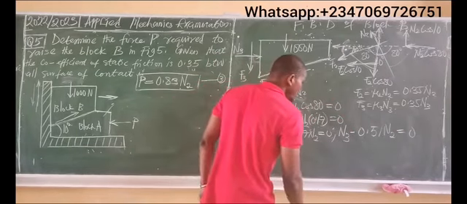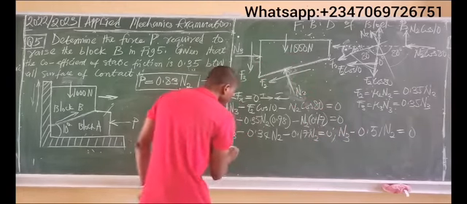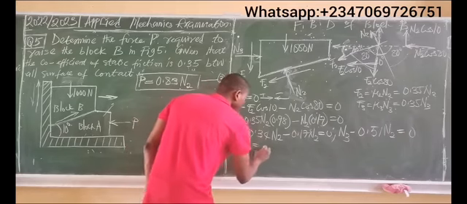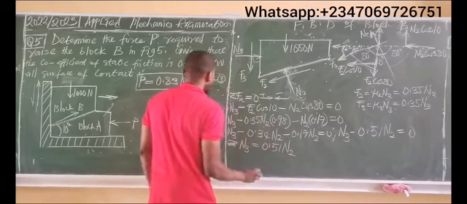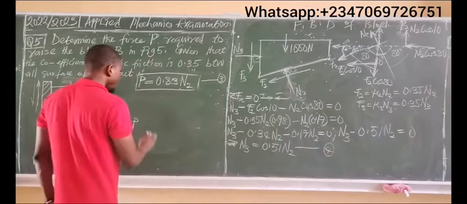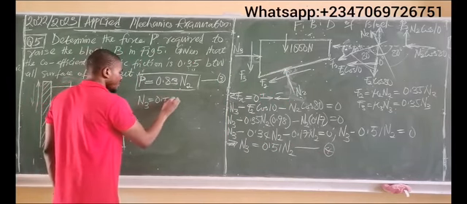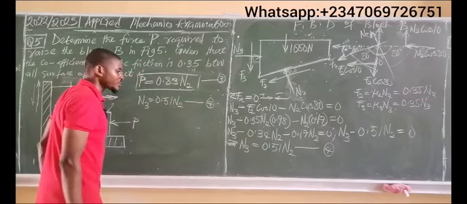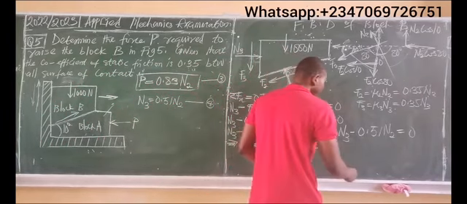So from here we can make N3 the subject by sending minus 0.51 N2 over there. So this simply implies that N3 is simply what? 0.51 N2. So you can call this equation 4. So let's put that equation 4 over here: N3 equals 0.51 N2. This is equation 4. All right, so having done this, the next thing to do now is the summation of vertical forces.